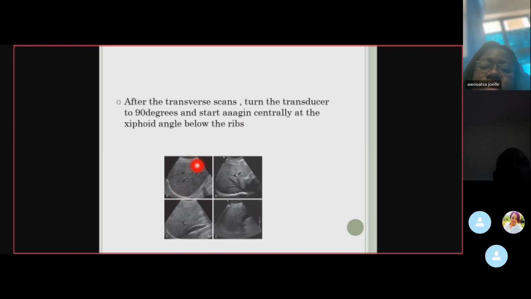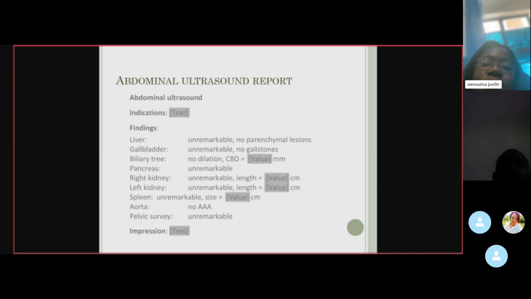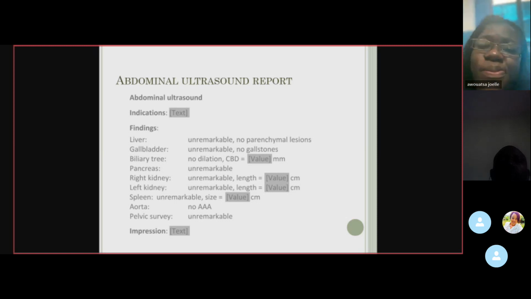It is scanning from top to down. This is what all measurements are to be taken. That is, we have to measure the liver length and breadth. If it is enlarged, then we have to know that.